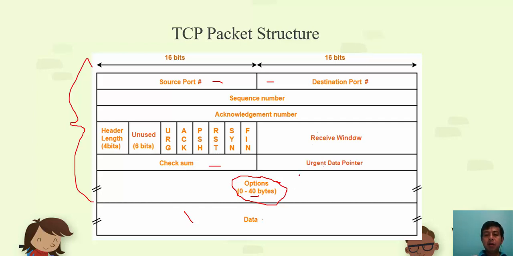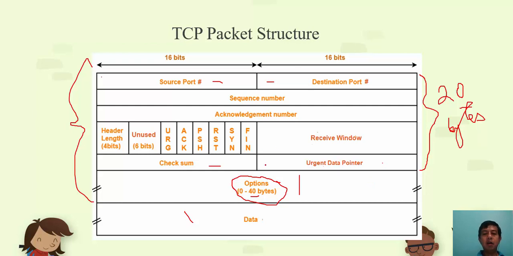Now because of this variable options field, the TCP header is variable in size. From the source port up to the urgent data pointer, the size is 20 bytes. This particular header part is always present. So 20 bytes of header information is always present in the TCP header: source port number, destination port number, sequence number, acknowledgement number, and all these other header fields up to this urgent data pointer.